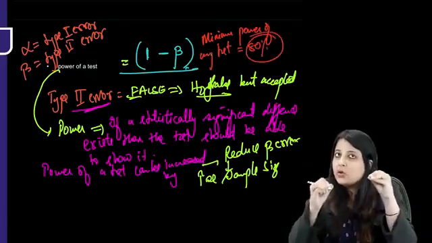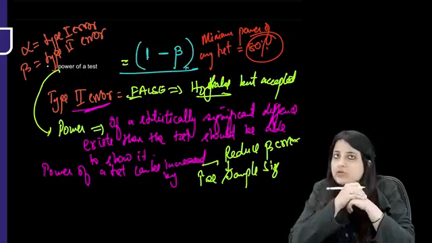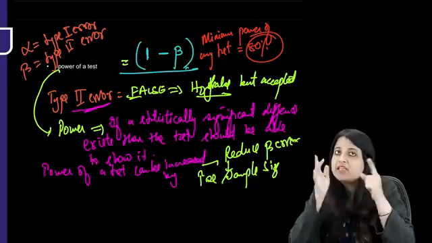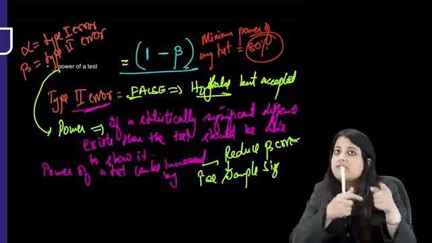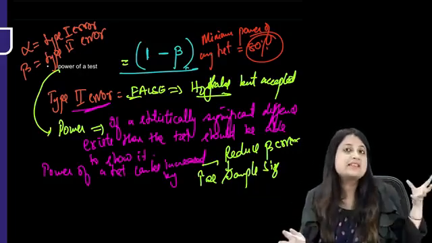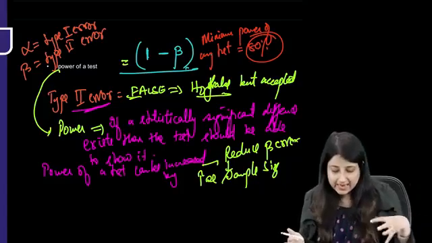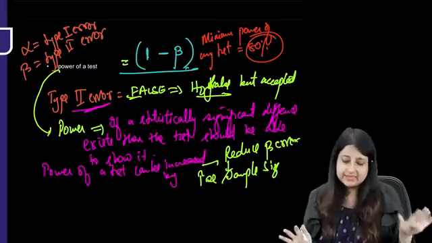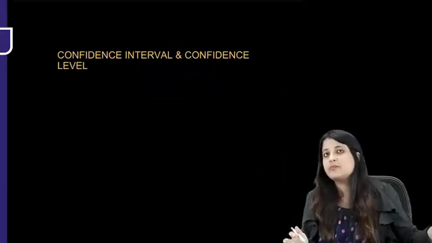So beta error was that the new drug is good, I couldn't show. And power is, if the new drug is good, show it. Therefore, power becomes 1 minus beta. Increasing the sample size decreases type 2 error and power increases. So that was a very, very important first part.